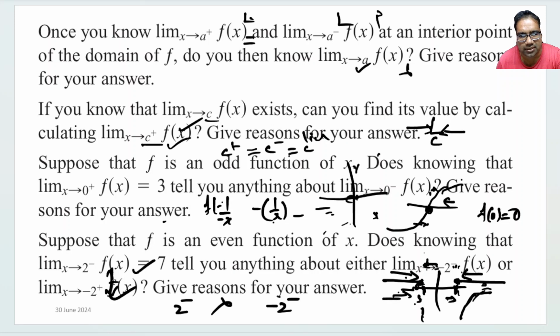If you want to know what is happening at minus 2 minus, we should know from the right what is happening at 2 plus. So minus 2 minus and 2 plus are related. These two are related, and 2 minus and minus 2 plus are related. Please be careful. Please understand this clearly. Right, guys? Hope you like this. Thank you.